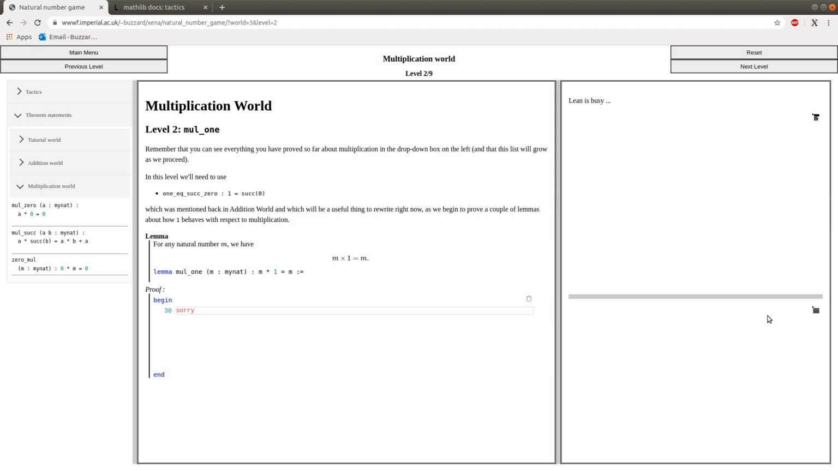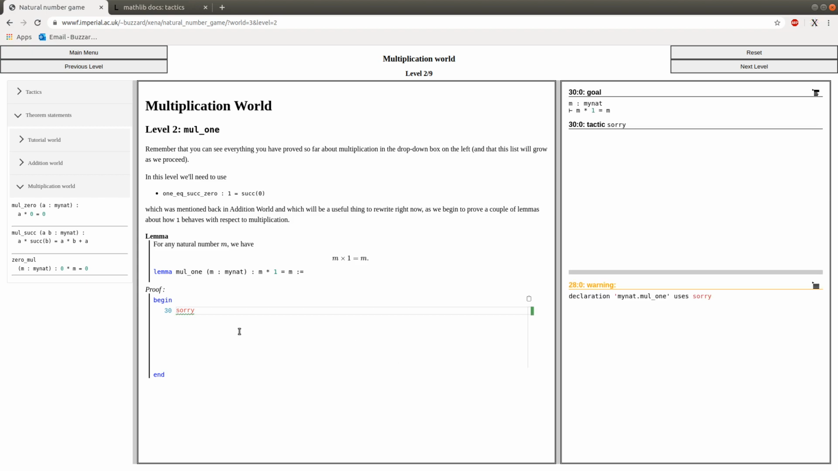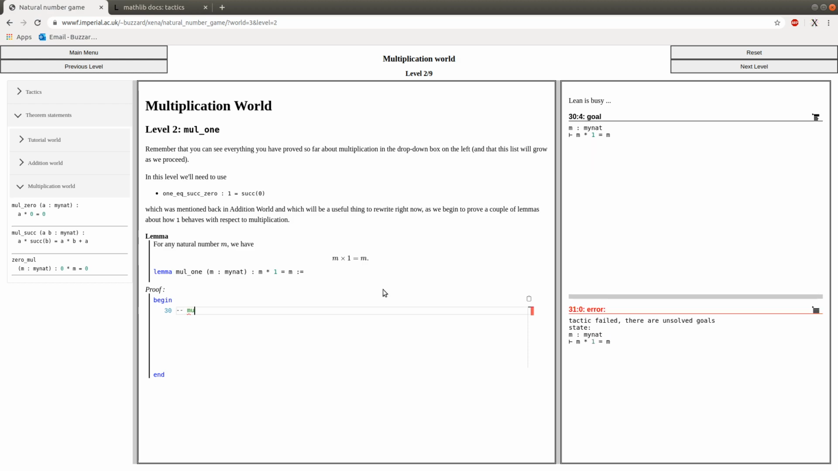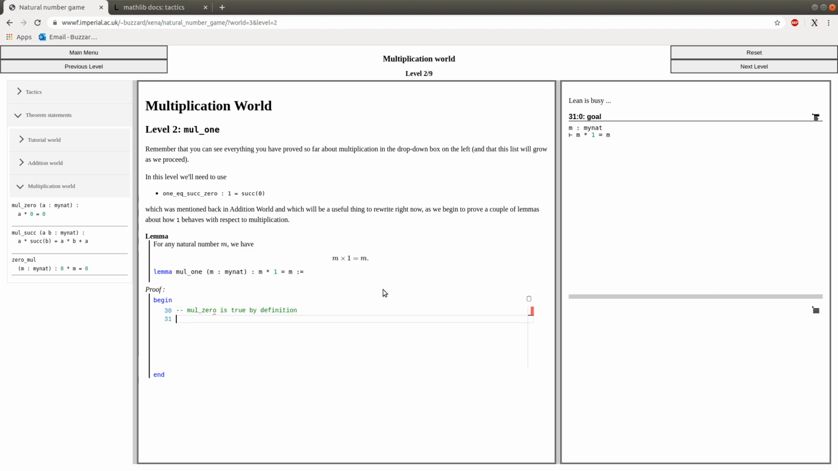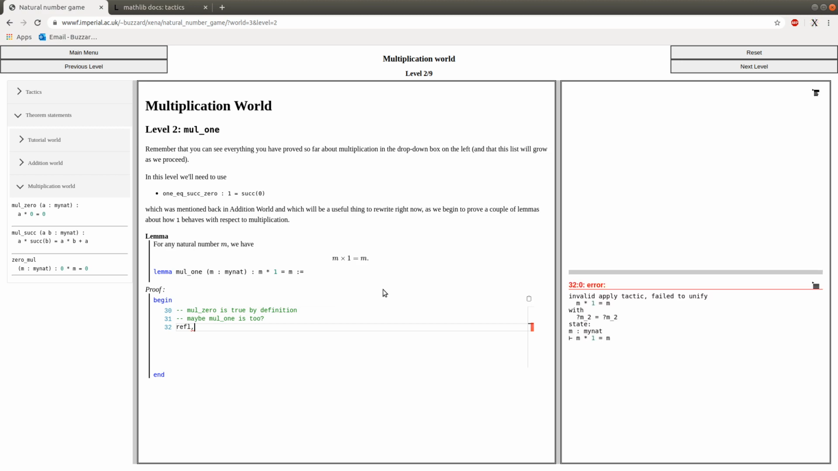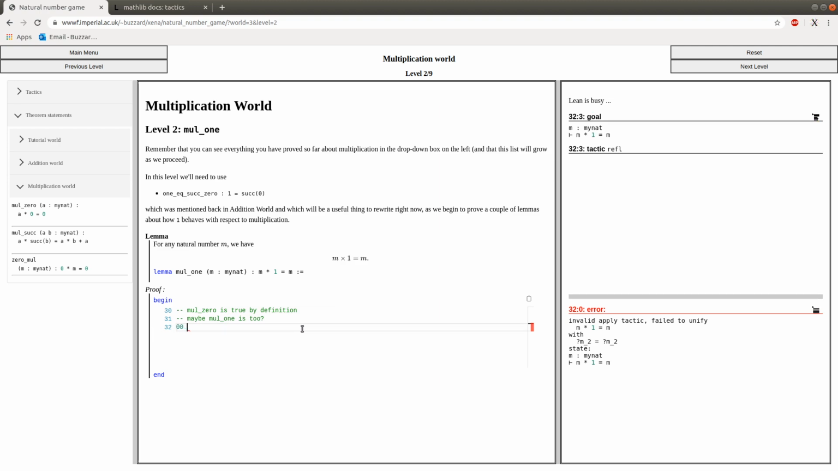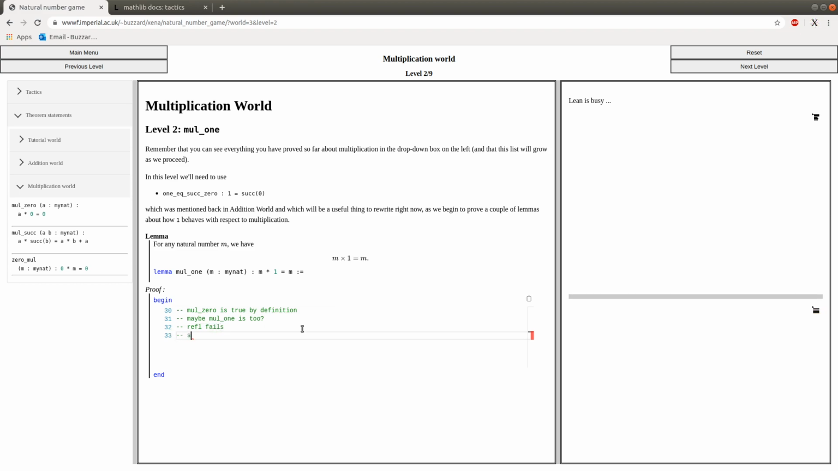Oh, mul_one. Oh, mul_one. This is quite interesting. You might imagine, yeah, look at this. mul_zero is true by definition, right? Okay, so maybe mul_one is too. So let's try proving it with rfl. And rfl fails. We have an error down here. So it's not true by definition. So what does m times 1 is m actually say?